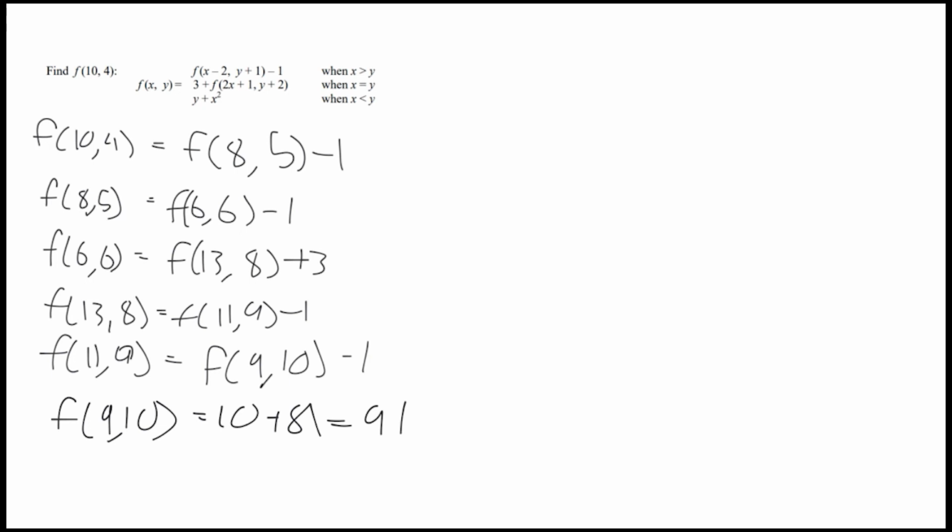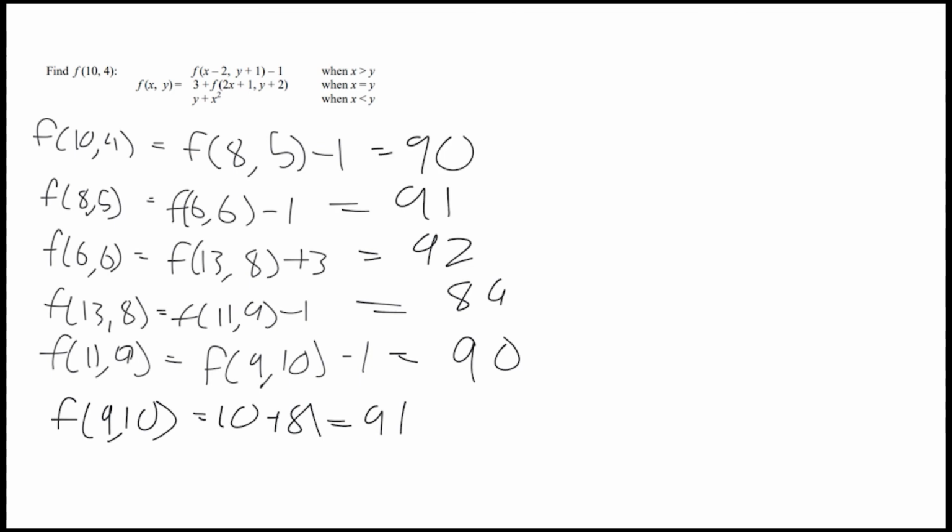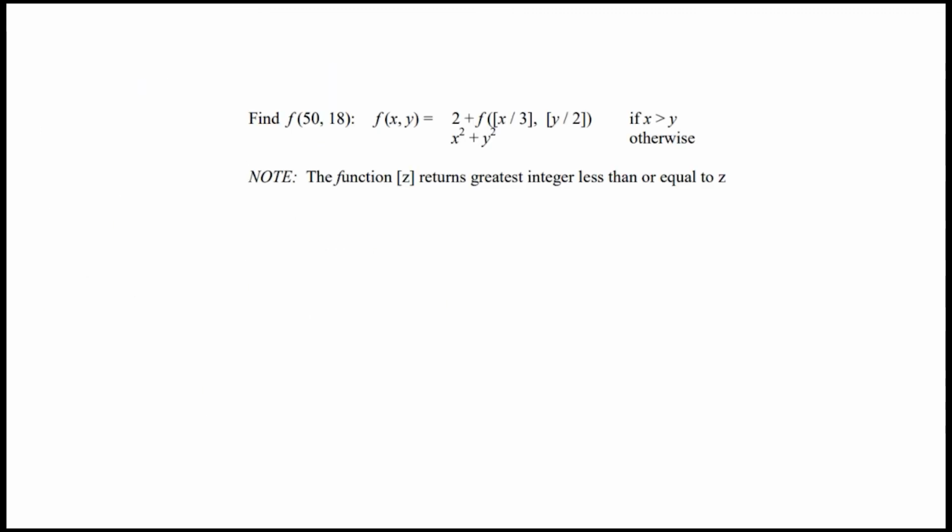And then from here, again, we can just work our way back to the top and plug everything in. So knowing that f of 9, 10 is 91, we know that f of 11, 9 is 90. This one is 89. This one is 92. This one is 91, and this one is 90. And 90 is our final answer.